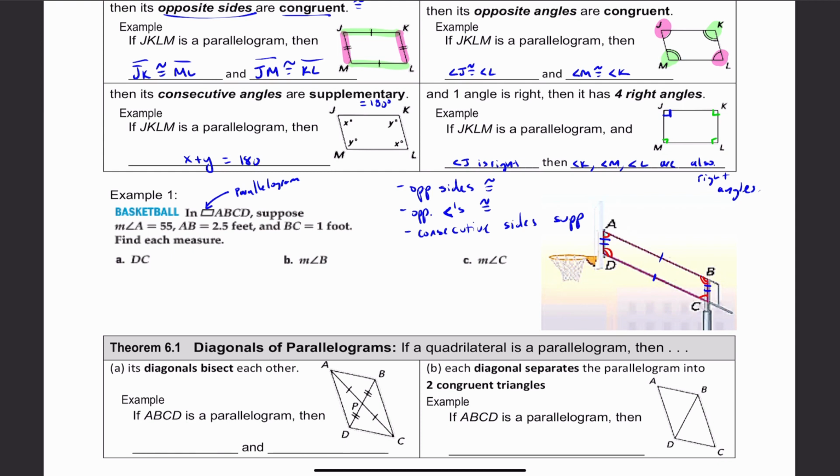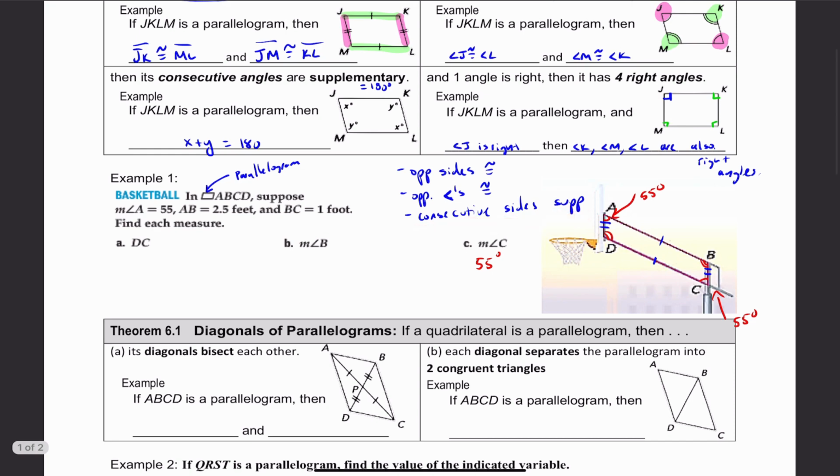So let's go ahead and label. Measure of angle A is 55, so this angle here is 55 degrees. What does that imply? Measure of angle C is 55 degrees, so I can go ahead and write that down there. Measure of angle B is over here. Measure of angle A is 55, but remember, consecutive angles are supplementary. So that means these angles have to add up to 180 degrees. This is part of my 180, and this is part of my 180. So 55 plus what will give me 180? Well, that's 125 degrees. So measure of angle B is 125 degrees.